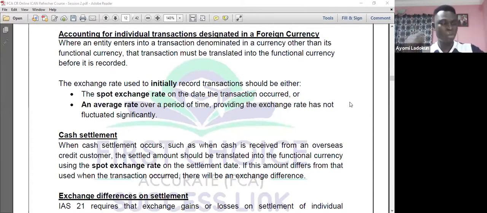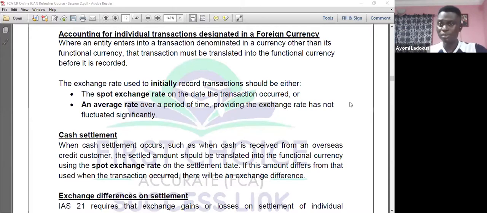Now listen up. When an entity enters into a transaction in a currency other than its functional currency, that transaction must be translated to the functional currency. What I've just said, you have to put it in your head, because when you are explaining to the examiner, that's what you say. Whenever an entity enters into a transaction denominated in a currency other than the home currency, that's my functional currency, that transaction must be translated to my functional currency before it is recorded. And in doing that, initially, I will use the spot exchange rate at the date of the transaction.